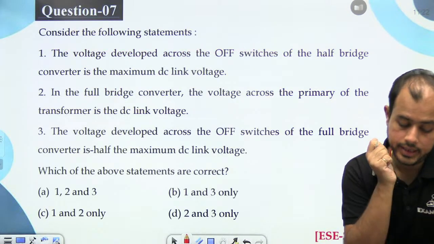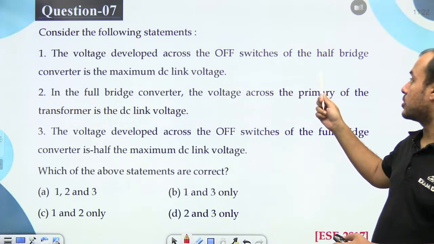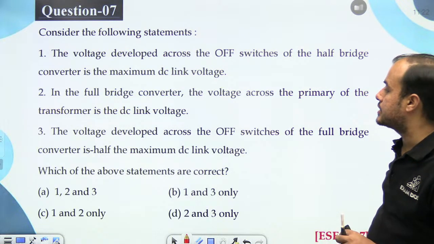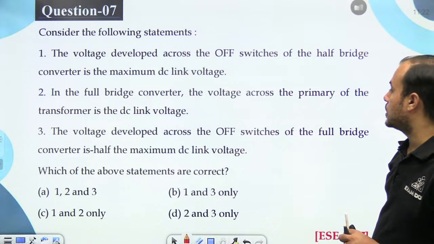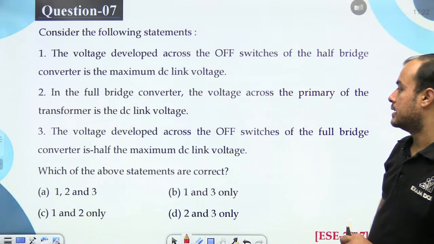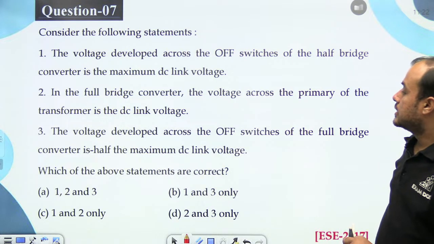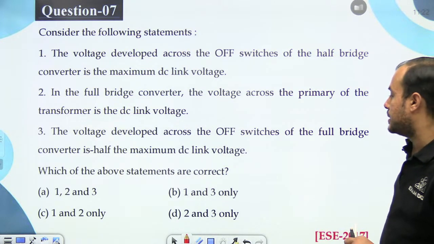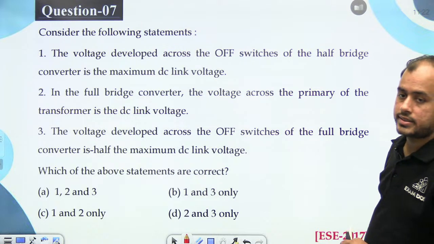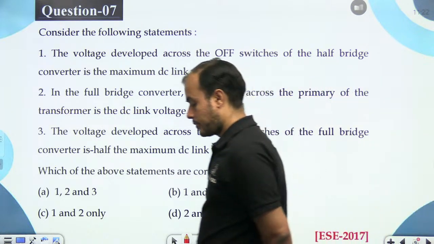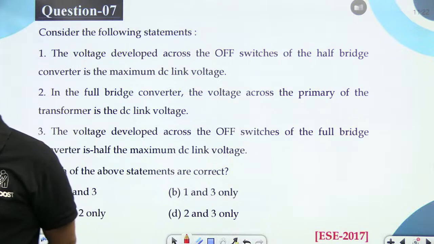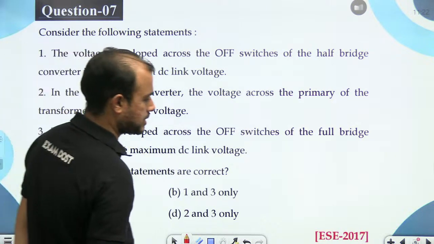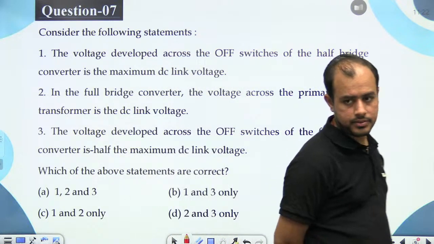चलिए नेक्स्ट. The voltage developed across the off switch of a half bridge converter is the maximum DC link voltage. In a full bridge converter, the voltage across the primary of transformer is the DC link voltage. The voltage developed across the off switch of full converter is half of the maximum DC link voltage. बताइए. वो भी बेटा 240 से तो ज्यादा ही आना चाहिए था ना, मतलब नेगेटिव में.